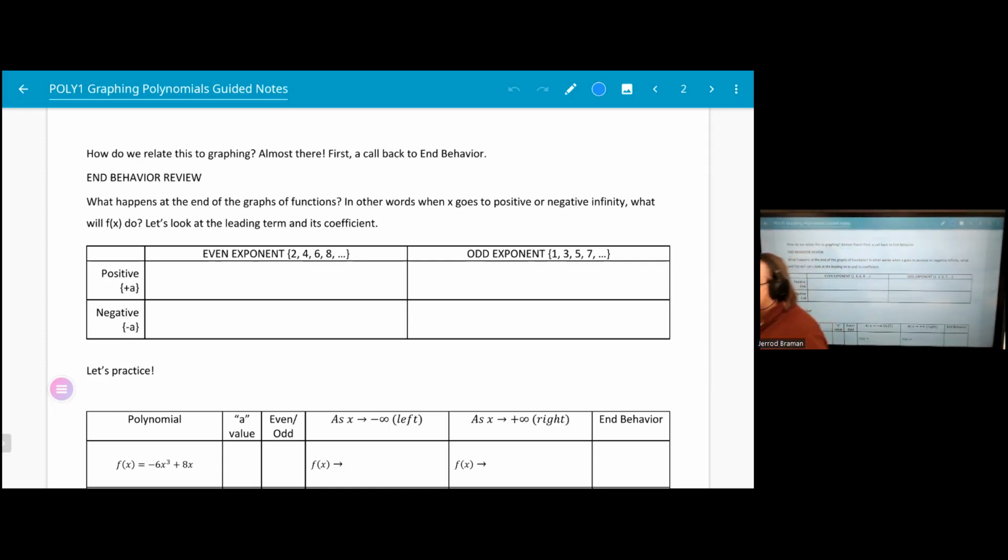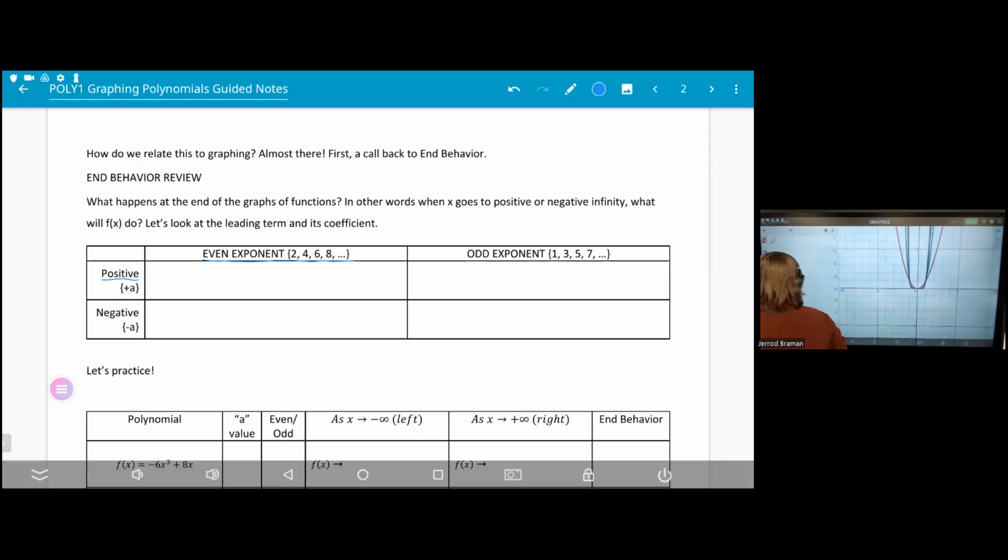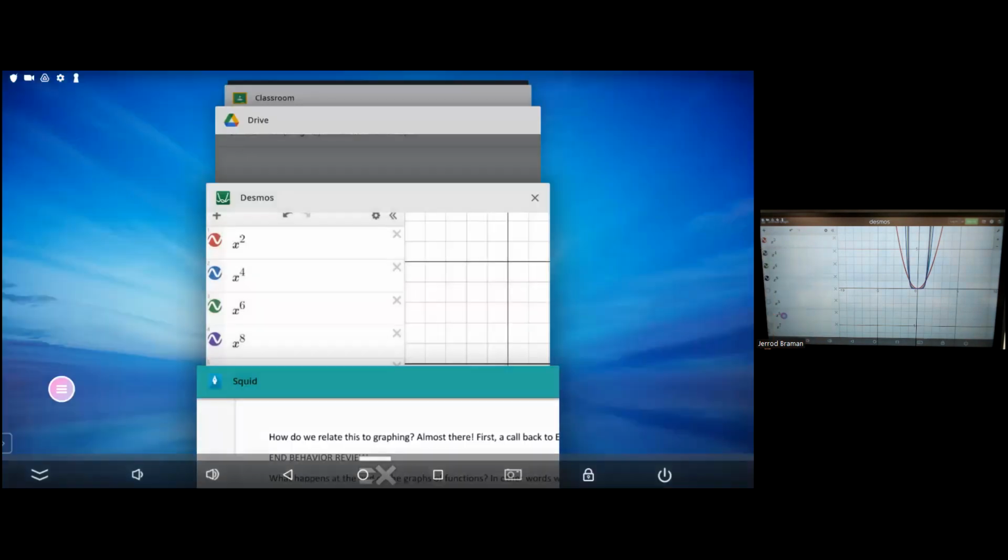And what we're going to end up doing is, you'll see it in Desmos in a second, but what I want you guys to graph in Desmos, the first 4 graphs I want you to put up are x squared, x to the 4th, x to the 6th, and x to the 8th. You'll notice what's interesting about those, they all have an even exponent, and they're all positive. They're all positive with even exponents. Okay, let's take a look at what that looks like.